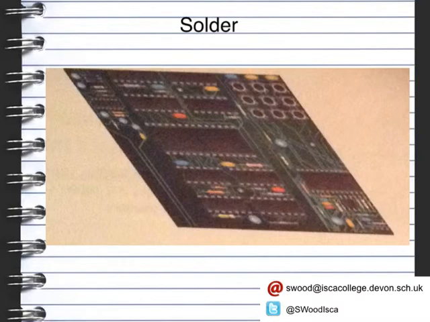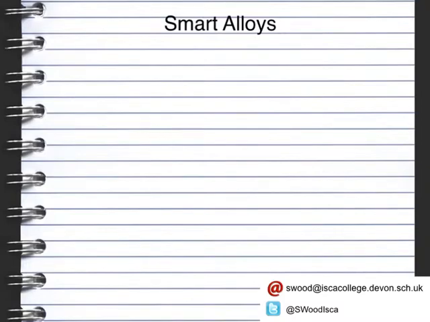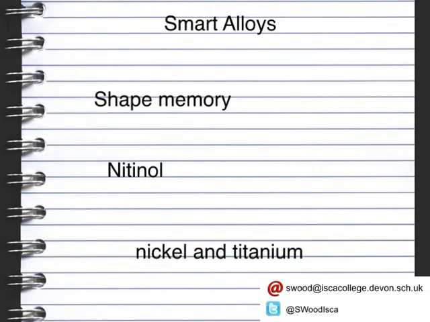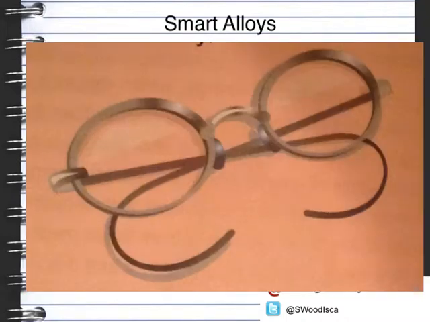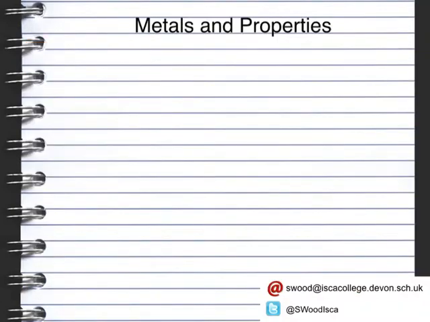Now a smart alloy is an alloy that can be bent and twisted, but will then return to its original shape when it is heated. It has a shape memory. Now nitinol is a smart alloy that contains nickel and titanium, and it can be used to make glasses so that they can bend and return to their original shape.